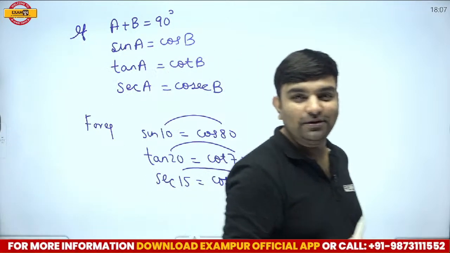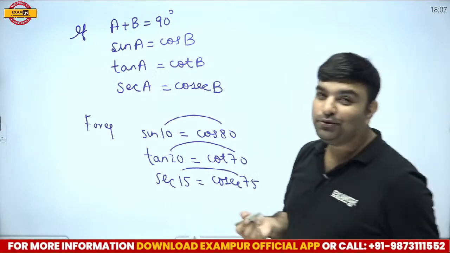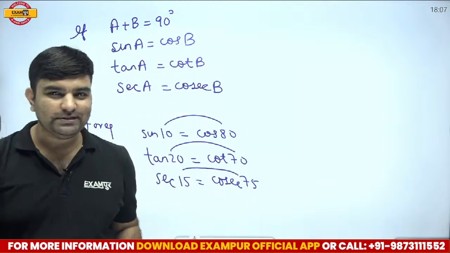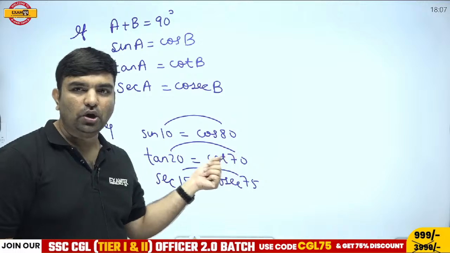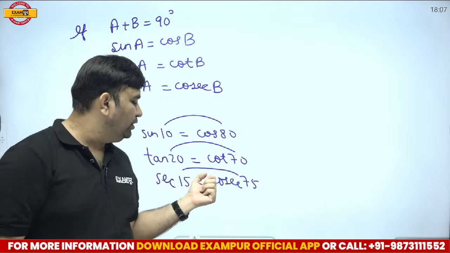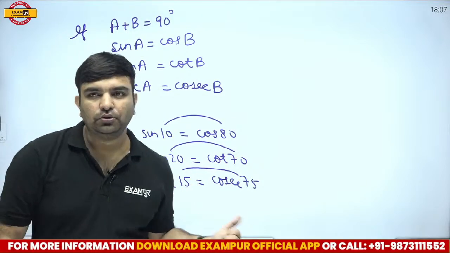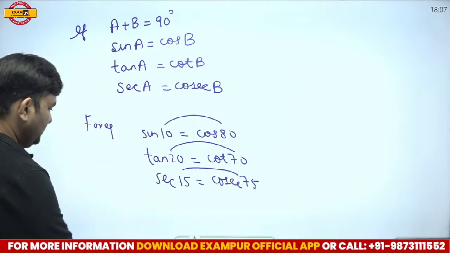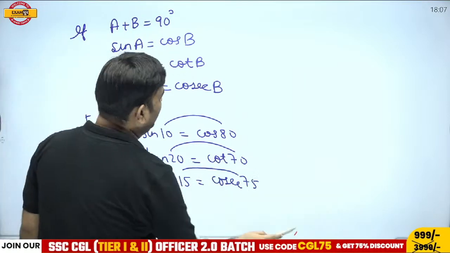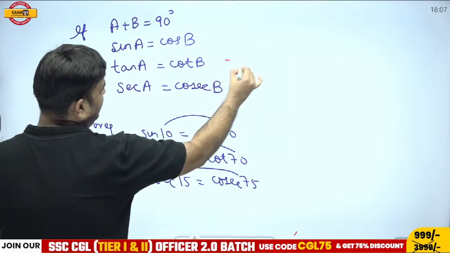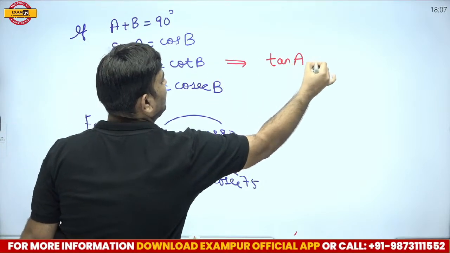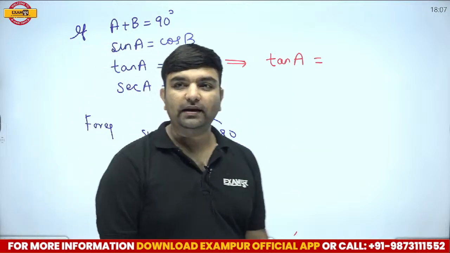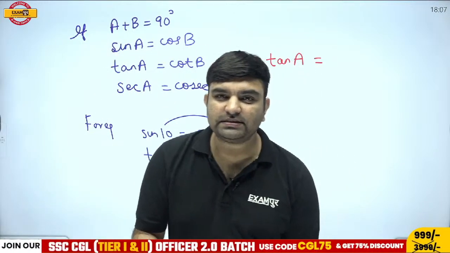So this is the logic, guys. I hope you got it. When the angles are complementary, then sine is equal to cos, tan is equal to cot, and sec is equal to cosec. What extra? Here, you know tan and cot are inverse as well.